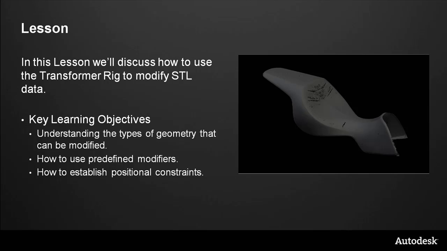In this lesson, we'll discuss how to use the transformer rig to modify STL data. The key learning objectives are understanding the types of geometry that can be modified, how to use predefined modifiers, and how to establish positional constraints.